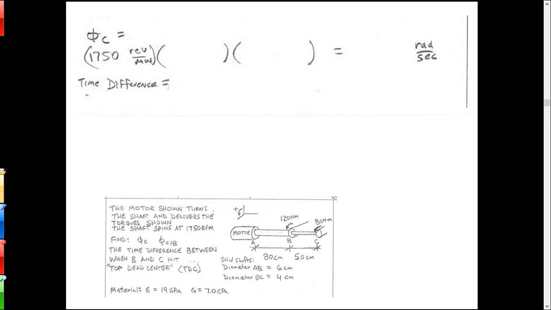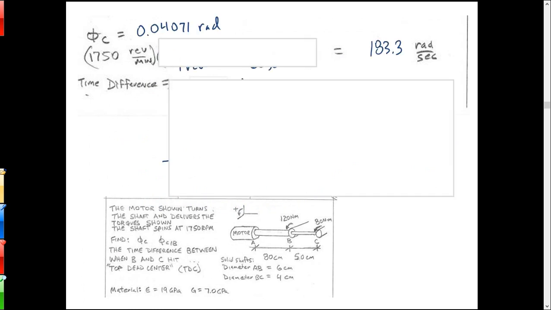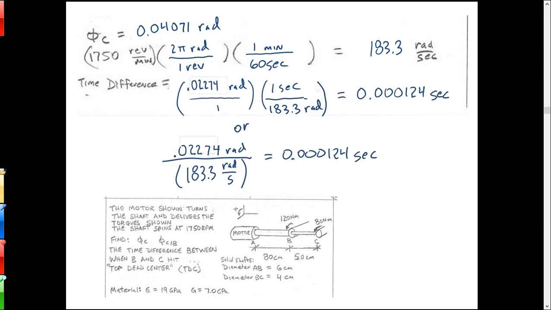So if that's the case, and we've got 750 revolutions per minute, that's 183.3 radians per second. Okay. And then we got 0.02274 radians difference between B and C.